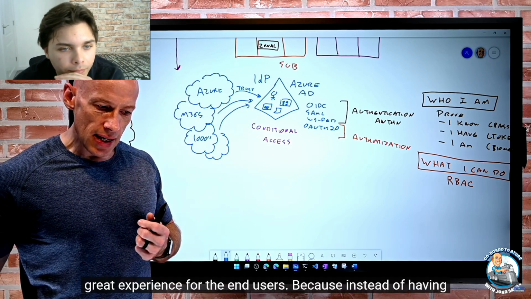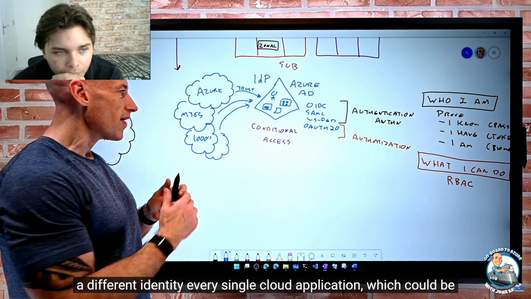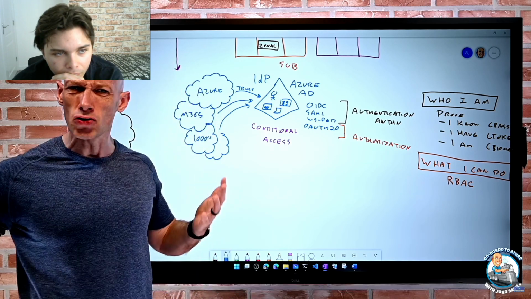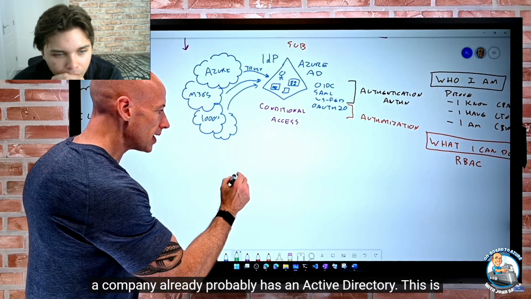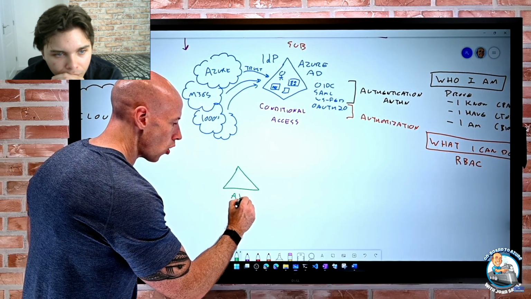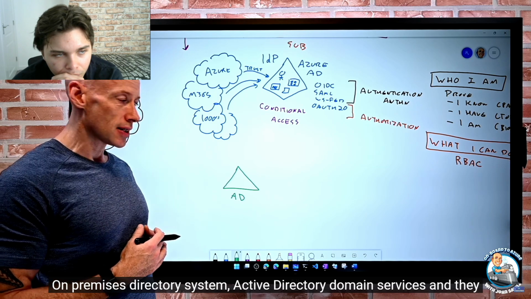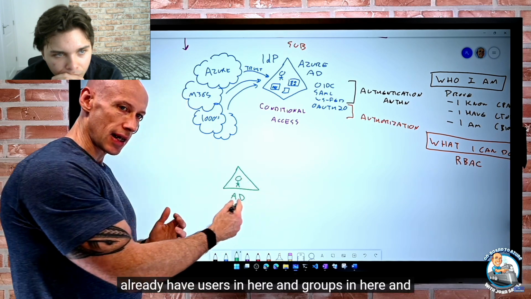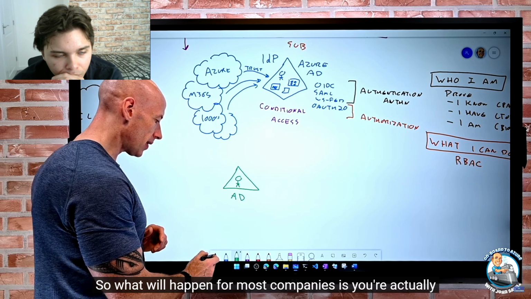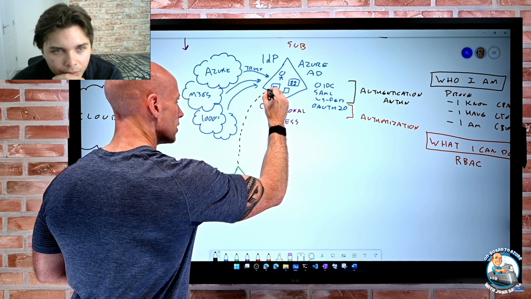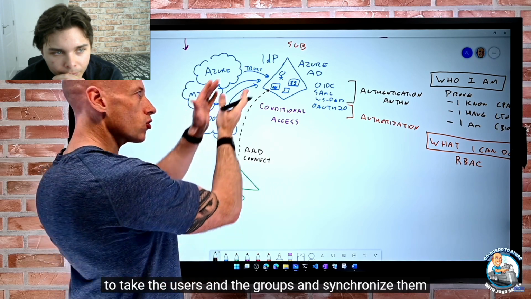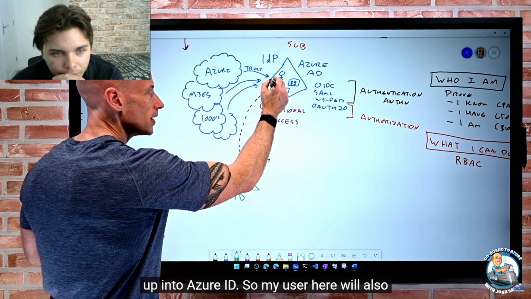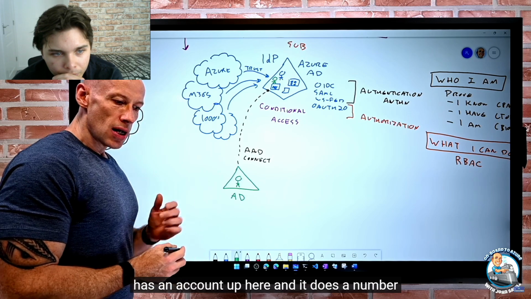What that gives me is the ability to provide a great experience for end users, because instead of having a different identity at every single cloud application, which could be hundreds, which would be a disaster, I can have one identity. Now, most of the time a company already has an Active Directory. This is an on-premises directory system, Active Directory Domain Services, and they already have users and groups in there and maybe other things. So for most companies, you're going to synchronize using something called Azure AD Connect. This takes the users and the groups and synchronizes them up into Azure AD, so my user here also has an account up here. And it does a number of different things.